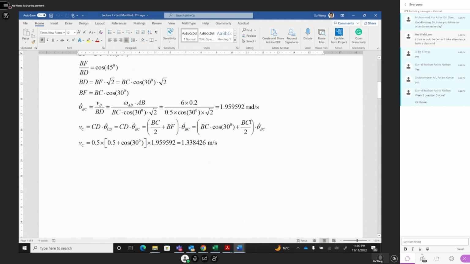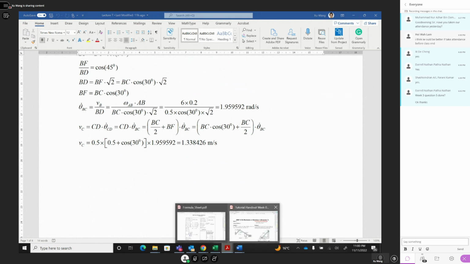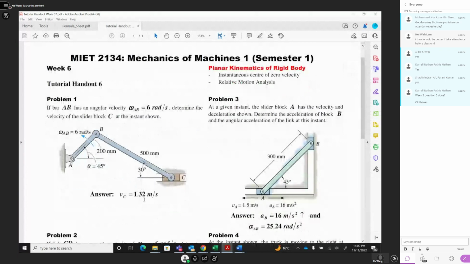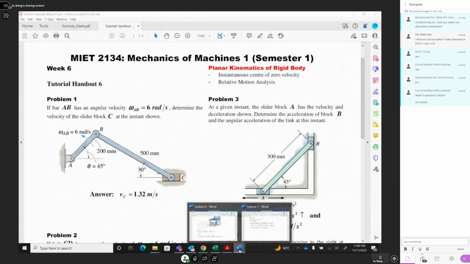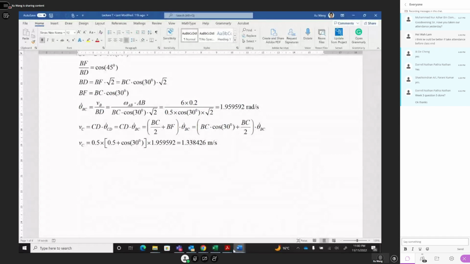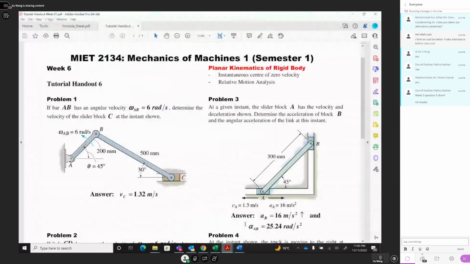So you take the BC out, it's 0.5, and inside is 0.5 plus cosine 30 degrees, multiplied by theta dot BC, 1.95. And calculate together is 1.33. Get the VC, this velocity. That's how you get this one. Right, so very quick and very simple. 1.32, what do I get? 1.3233 approximately. Okay, then we move to the second question.